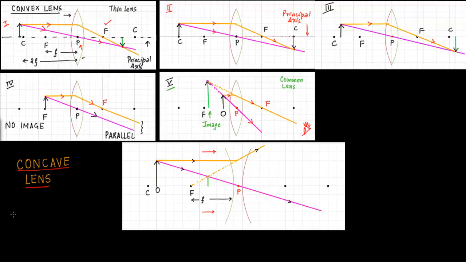Now you look at the point of intersection of this purple ray and this refracted ray. Both of them intersect right here. Notice that the point of intersection is above the principal axis, so you get an image, and the image is erect.